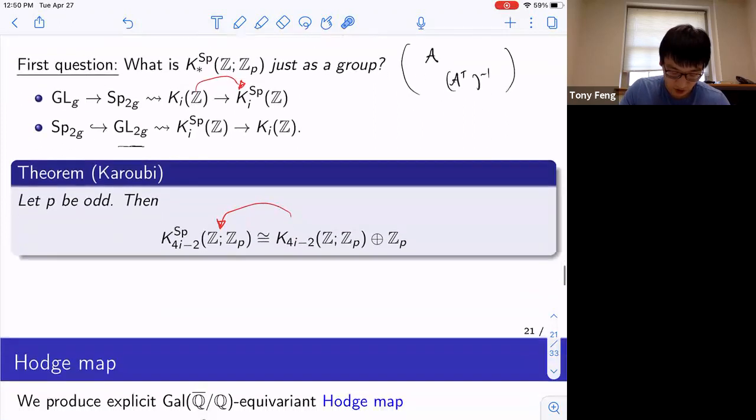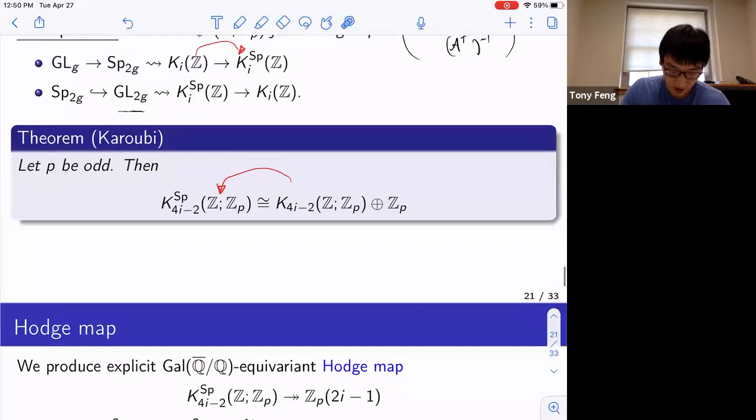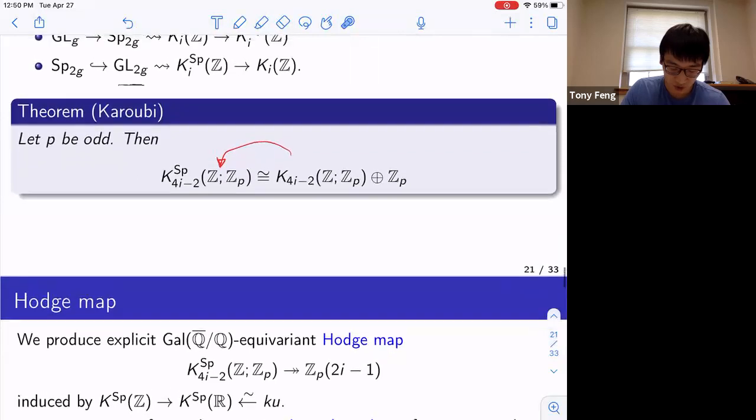Okay, so continuing on. We know something about the underlying group. Now we're going to try to say something about Galois actions. So we actually produce an explicit Galois equivariant map from the K-theory to Z_p, but then it needs to be understood with this cyclotomic character that I had mentioned before. So this is the limit of mu_{p^n} tensor (2i minus 1).